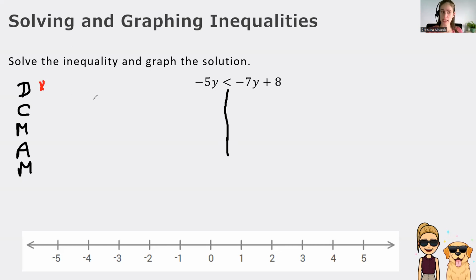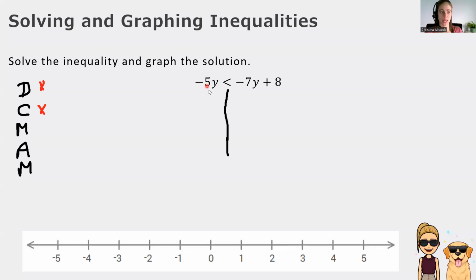Do we need to combine like terms? Well, remember, when you're combining like terms, you're focusing on either side of the inequality. On the left here, all I have is a -5y. No like terms there. If I look at the right, I have a -7y and an 8. Those are not like terms. One has a y, one doesn't. So I don't have any like terms to combine either. Do I need to move the variable?